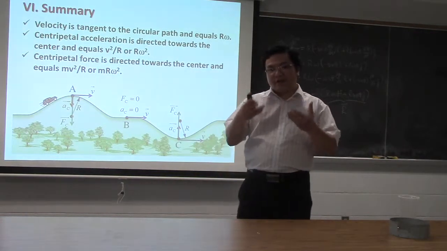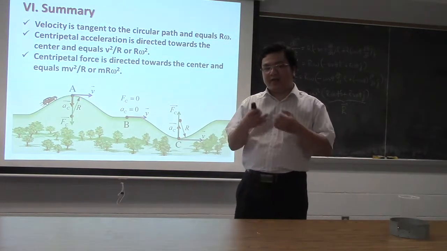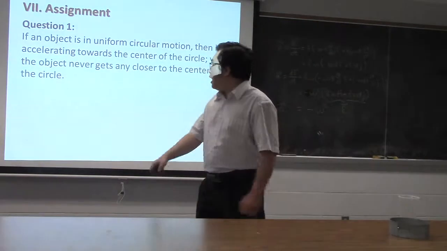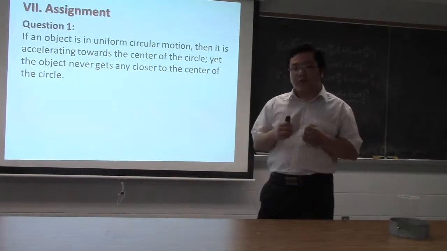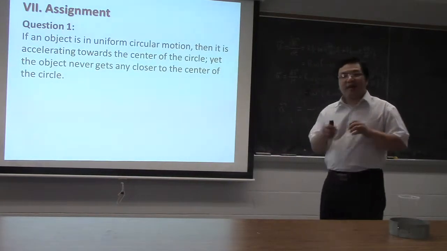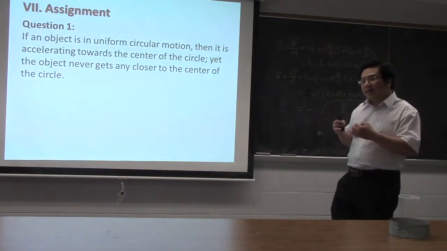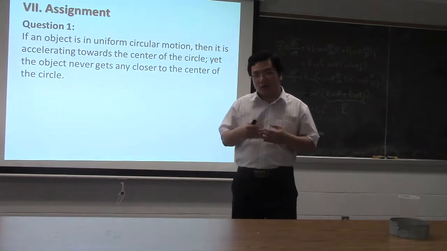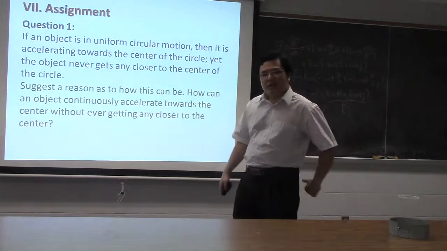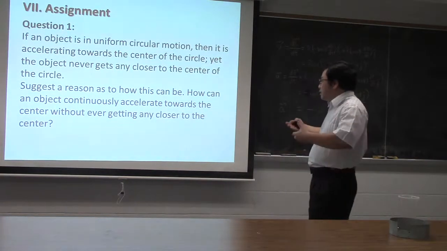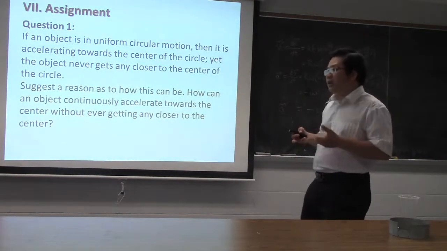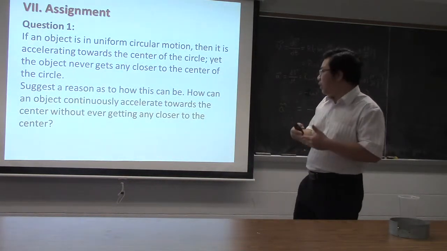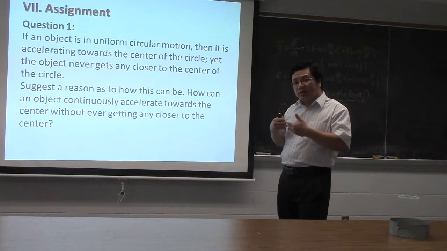I want you, after this class, to think more about it and answer these questions. Question 1. If an object is in uniform circular motion, then it is accelerating toward the center, yet the object never gets any closer to the center of the circle. So, suggest a reason as to how this can be. How can an object continuously accelerate toward the center of the circle without ever getting any closer to the center?